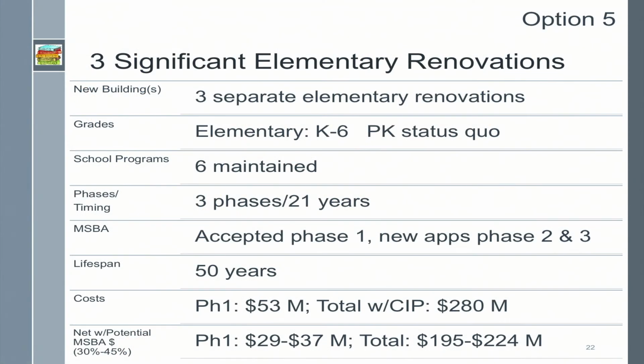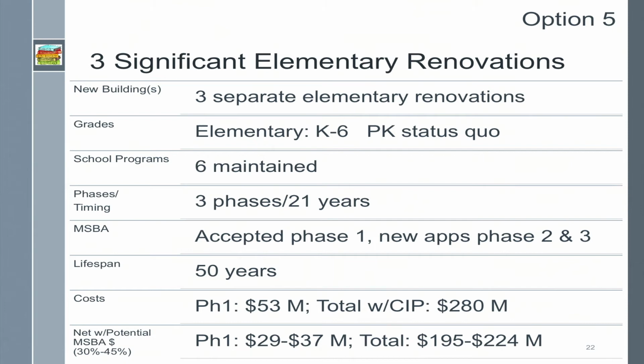Moving on to Option 5. Option 5 involves 3 significant elementary school renovations. In this option, Douglas, Conant, and Gates all receive significant renovations. The grades would remain kindergarten through 6th grade in all elementary schools, and the pre-kindergarten programs would remain as they are and where they are in Acton and Boxborough. The 6 current elementary school programs would be maintained. The project would take place in 3 phases over 21 years. We've been accepted into MSBA for Phase 1, but would need to submit new applications for Phase 2 and 3.